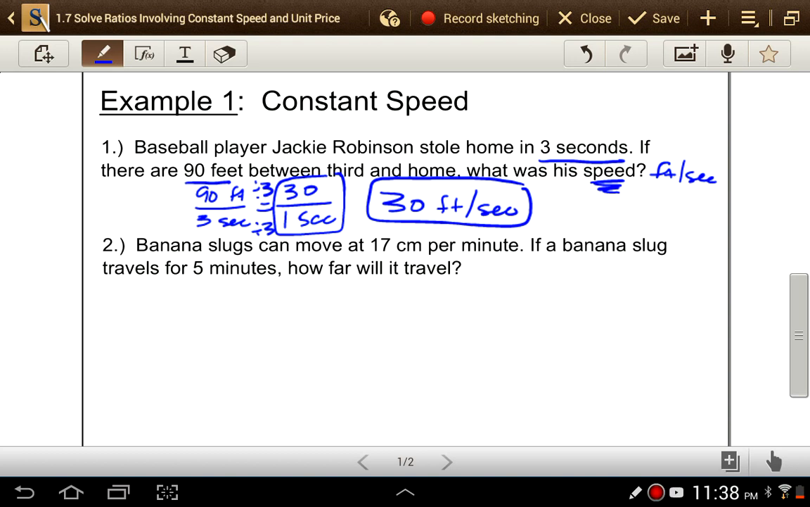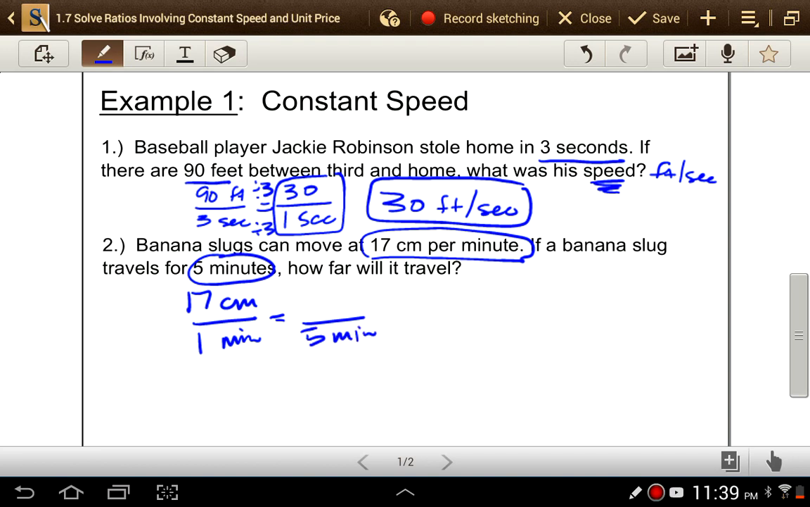Okay, number 2. Banana slugs can move at 17 centimeters per minute. If a banana slug travels for 5 minutes, how far will it travel? What do I know? I know that it can do 17 centimeters per, that's going to be my fraction bar there, 1 minute. Now I want to use this for 5 minutes. Figure that out. Well, my minutes are going to go in my denominator because that's going to match my minutes here. How do I go from 1 to 5? Well, to do that, I'm going to multiply by 5.